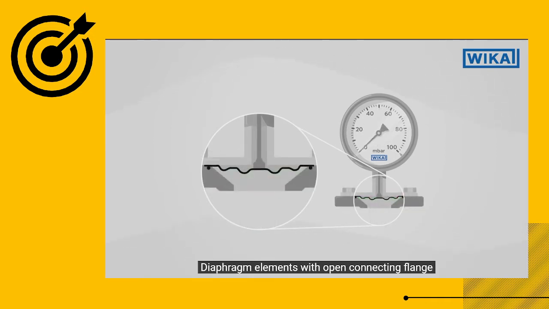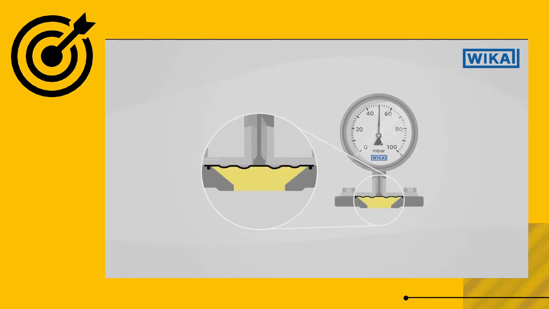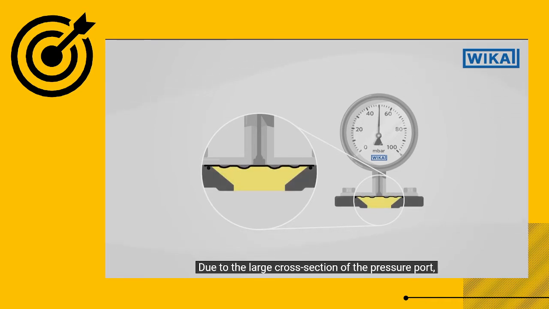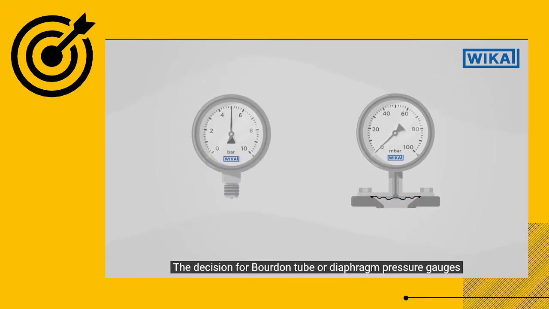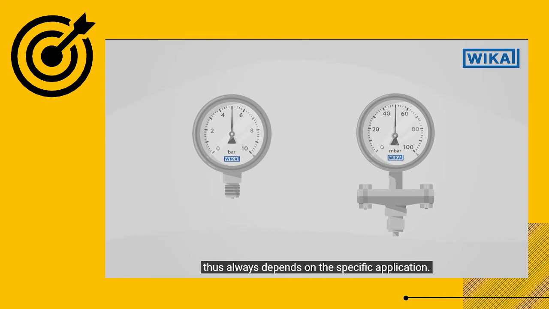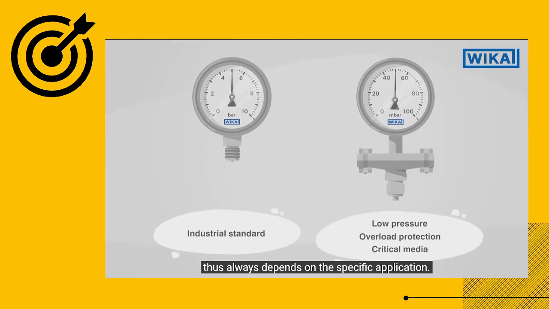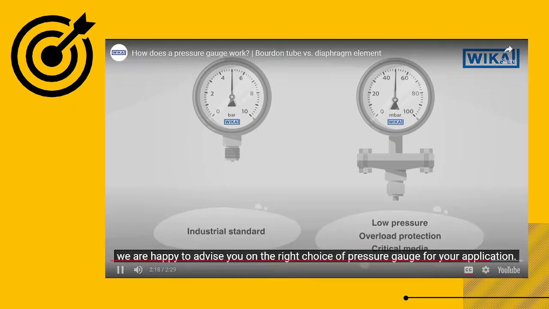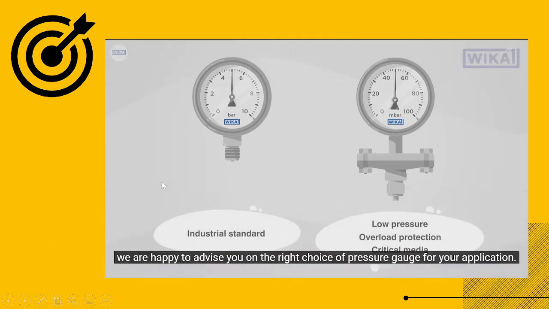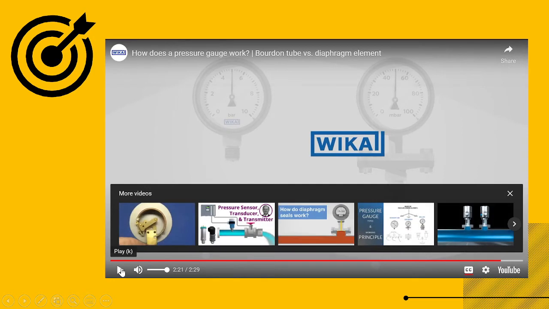Diaphragm elements with open connecting flange are also suitable for viscous media. Due to the large cross-section of the pressure port, this cannot clog. The decision for Bourdon tube or diaphragm pressure gauges thus always depends on the specific application. Here at Vica, we are happy to advise you on the right choice of pressure gauge for your application. So that's the mechanism of diaphragm element and how it differs from Bourdon tube.